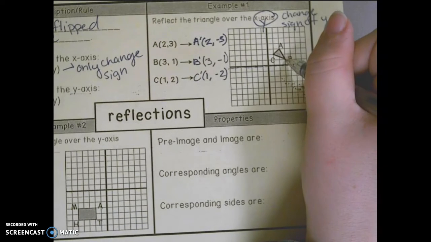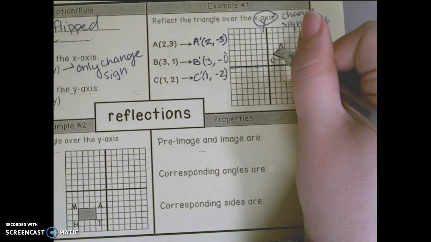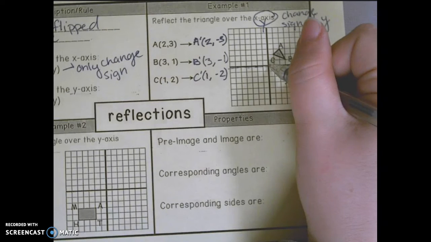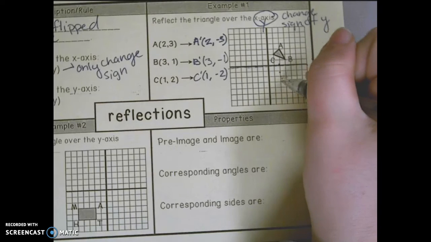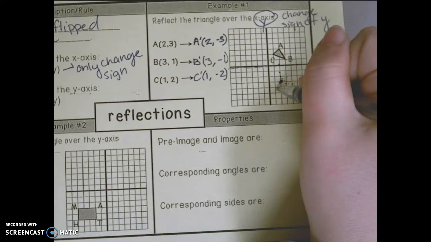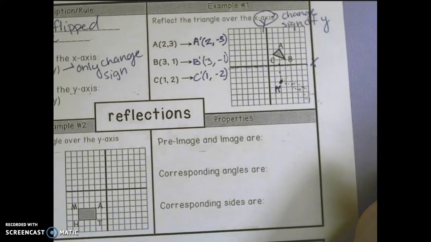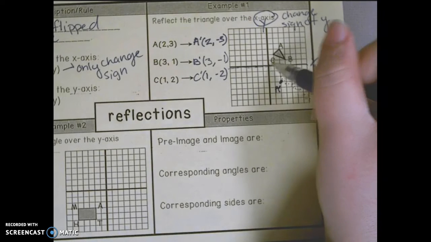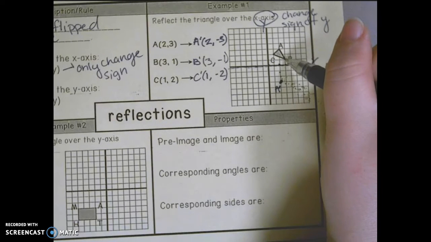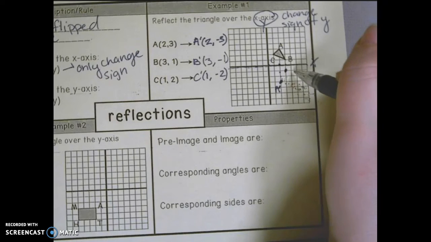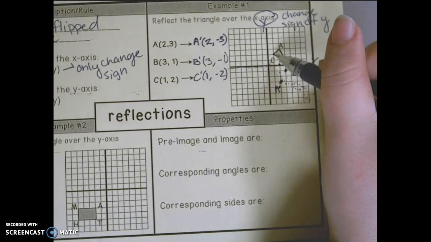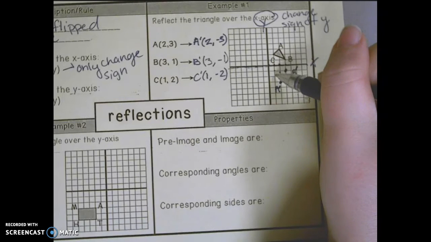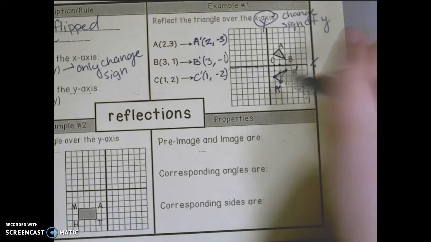So A, if it's at 2, -3, then I'm at 1, 2 on my x, and then down 1, 2, 3. So this will be my A primed. My B is at 3, so 1, 2, 3, and down 1. So that is B primed. And then my C is at 1, -2, 1, 2. And there we go. It's our new image.